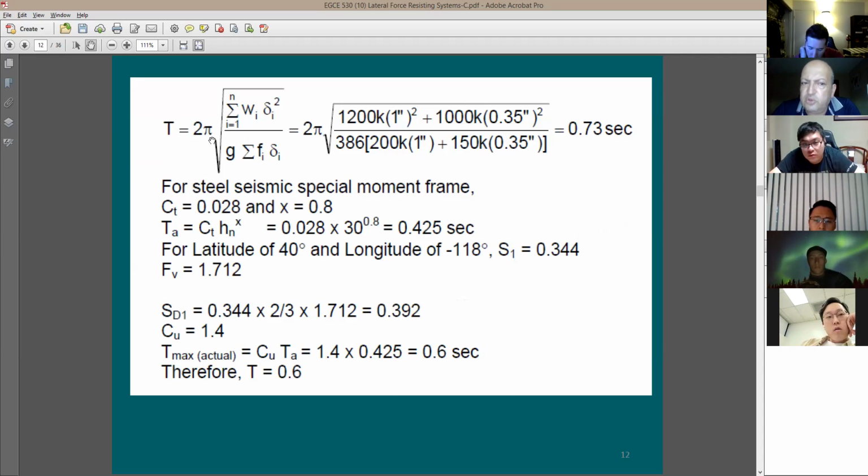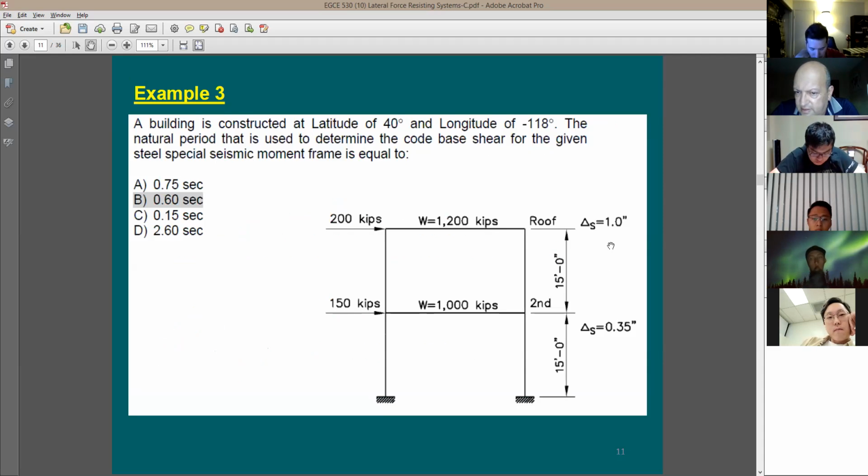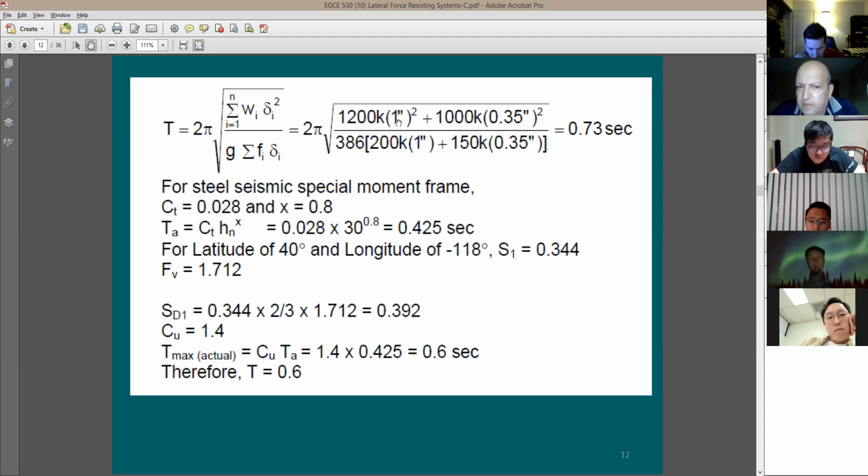So it says here 2 pi square root summation from i to n, number of stories, right? I have 2 stories. If I have 10 stories, I still can use the same equation. That's going to be from 1 to 10. Wi is going to be the weight supported by the top beam, which is 1200 kips times the displacement, delta sub i, which is this delta S in this picture, 1 inch squared, plus the lower level is going to be 1000 kips multiplied by 0.35 inch squared.